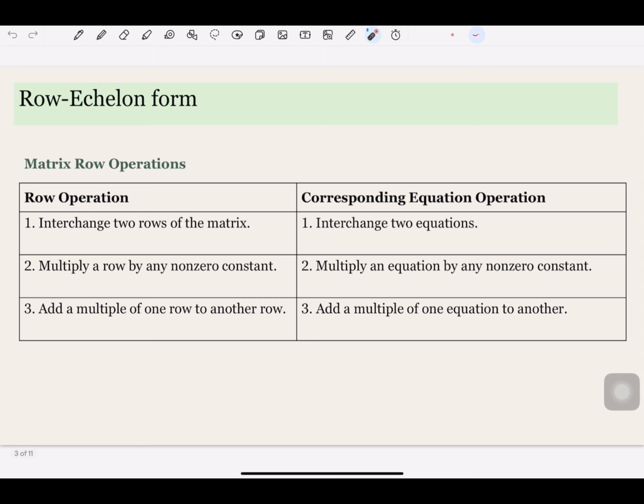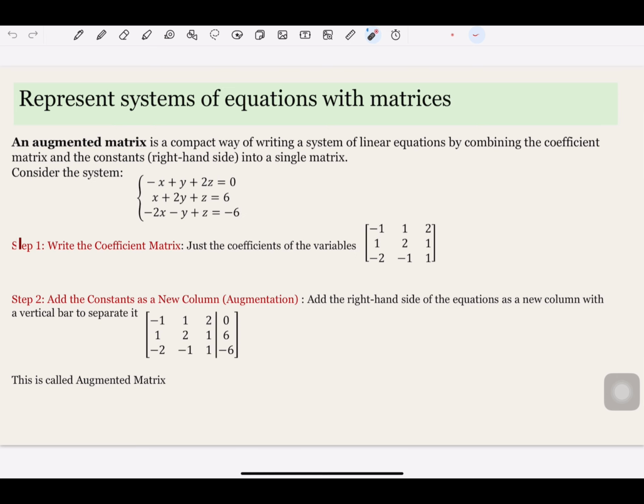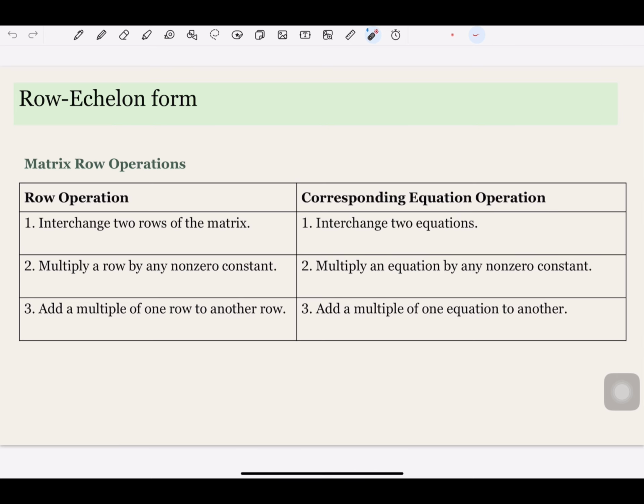Okay, so to transform a matrix into a row echelon form, we use something called matrix row operations. These are simple rules that allow us to manipulate rows without changing the solution of the system. There are three basic row operations, and they correspond directly to the familiar equation operations.